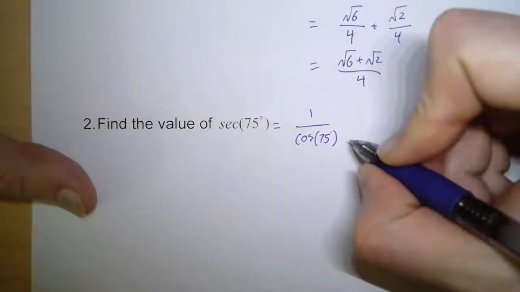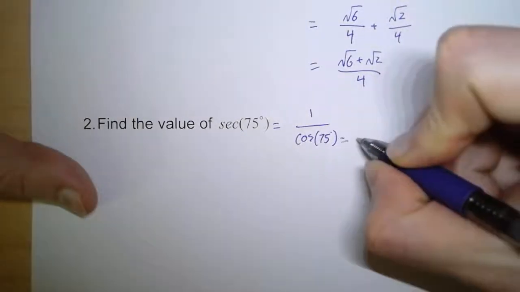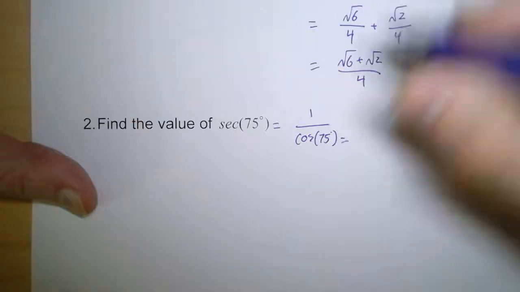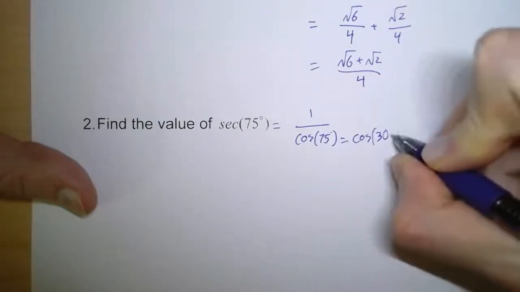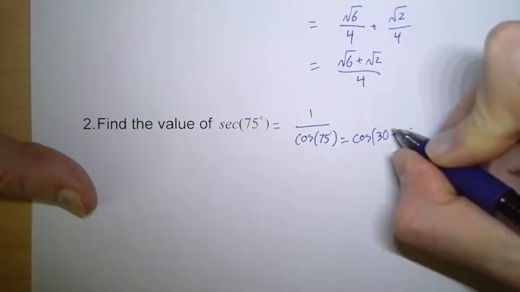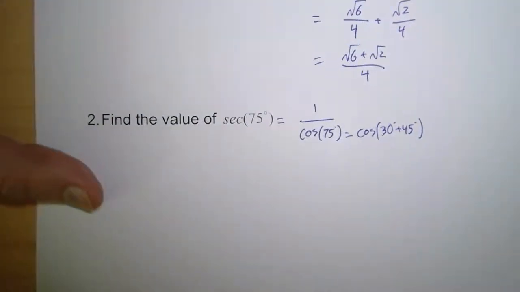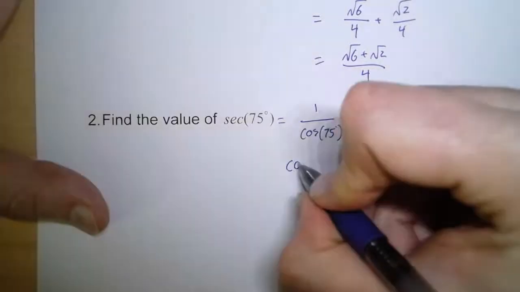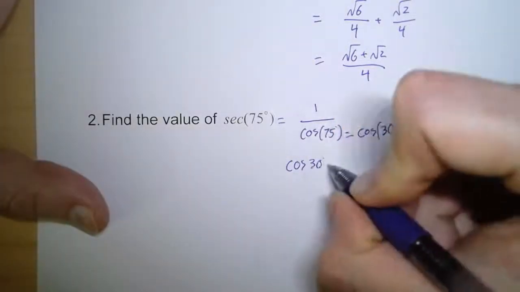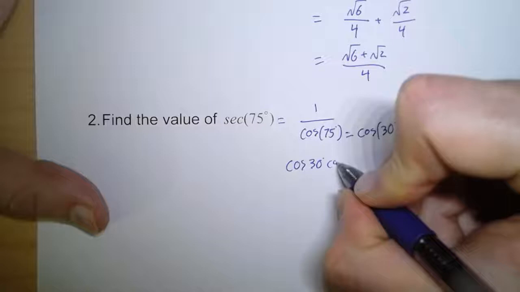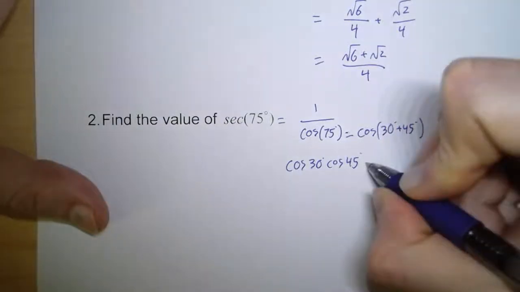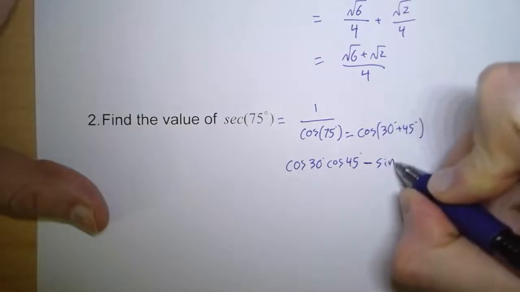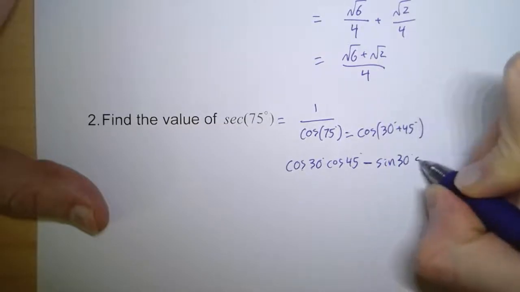So how do we get 75? Well, we can just do what we did up above, except add the two angles. Take cosine of 30 degrees and add 45 degrees. So according to the identity, we're going to take cosine of 30 degrees times cosine of 45 degrees. Now here we're adding, which means we're going to subtract here: sine of 30 degrees times sine of 45 degrees.